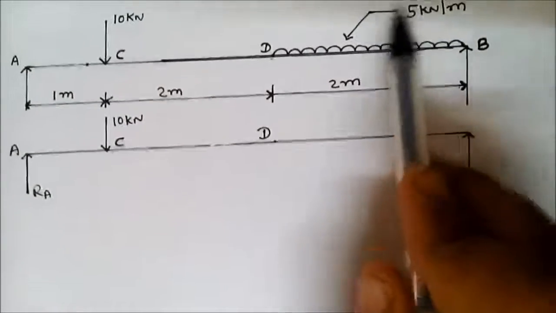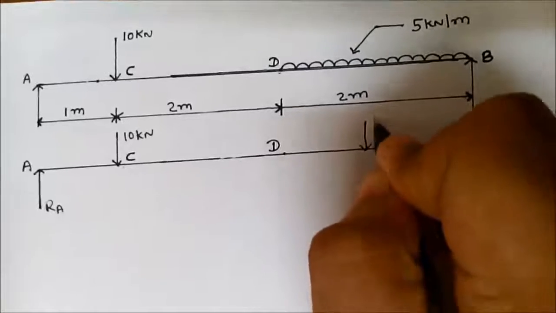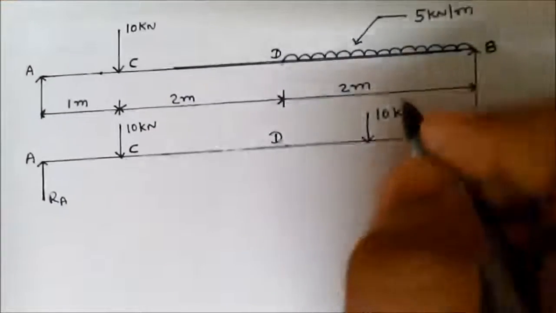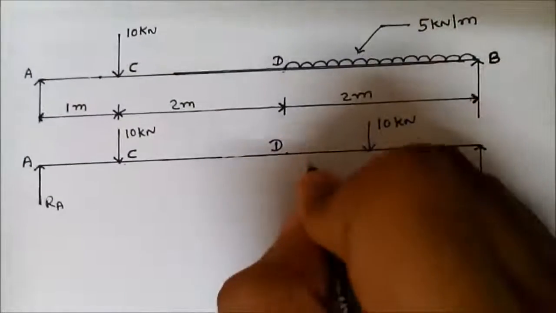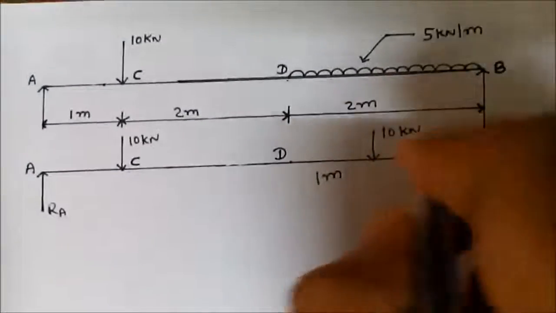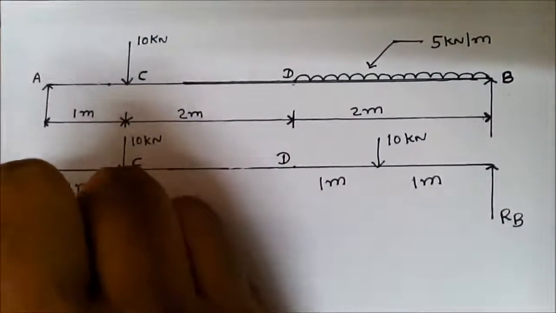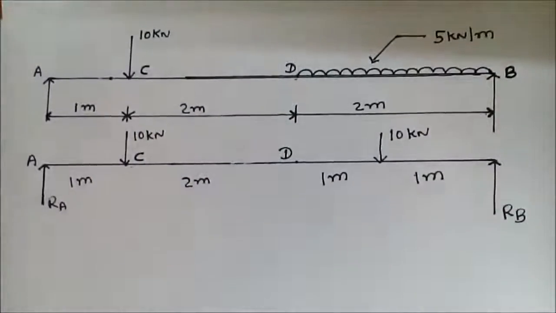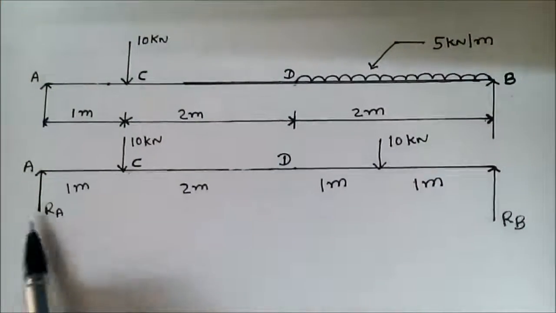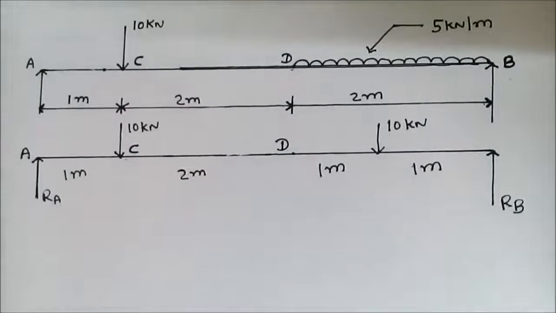So how much load is acting? 5 into 2, so 10 kilonewton load is acting, and this load always acts at its center of gravity, that is, at its middle point. So the length is 2 meter, so the load acts on the beam at 1 meter, 1 meter. So here the distance is 1 meter and here the distance is 2 meter. So in the simple diagram, wherever a support is provided, mark the reaction and convert the UDL into a point load. This is our first step.